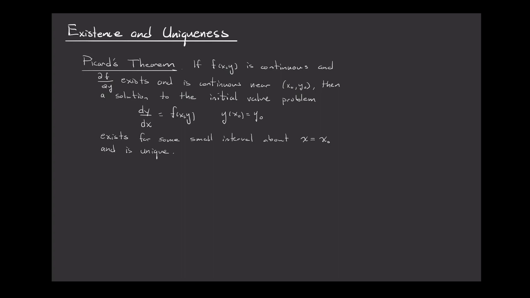If the antecedent is not satisfied, that is, if f is not continuous near a particular initial value point, or the partial derivative of f with respect to y either doesn't exist or is not continuous near the given initial value point, if either one of those fails to be true, then we say that Picard's Theorem does not apply. Because in general, for a conditional statement, if the antecedent does not hold, we don't necessarily have the consequent. We could, but we can't guarantee it.